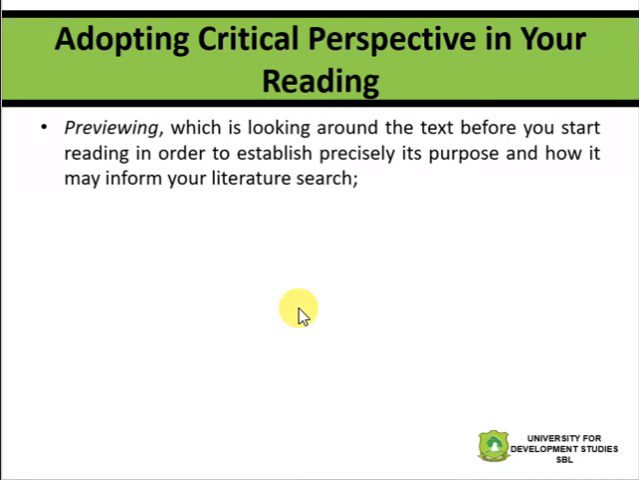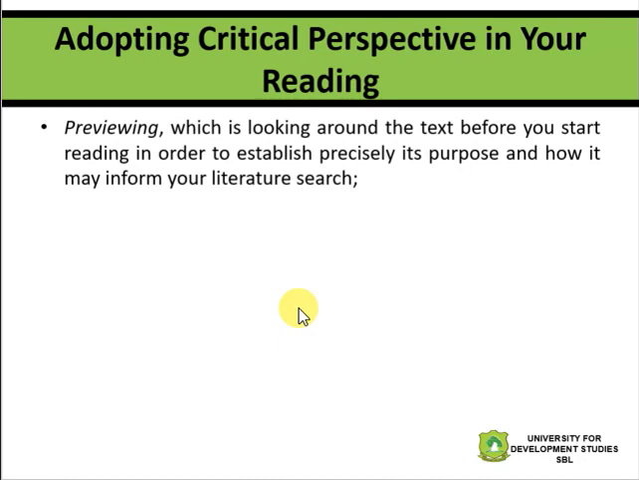The first is to look at the issue of previewing. When we say previewing, basically we are looking at the concept of looking around the text, the article, before you even start reading, in order to establish precisely the purpose, and how it may inform our literature. So you may just look at the topic, the title, the keywords, the abstract, and then you'll be able to decide whether this particular paper will inform your research or not before you even proceed to read it.